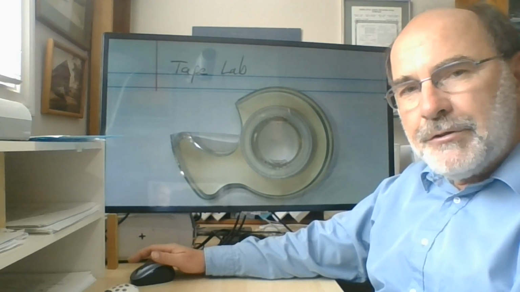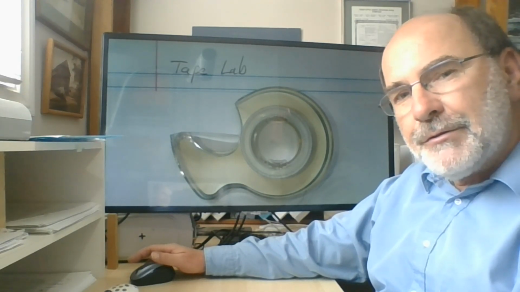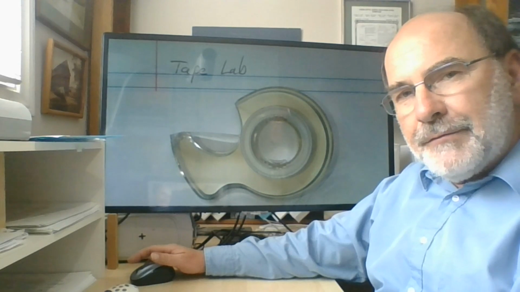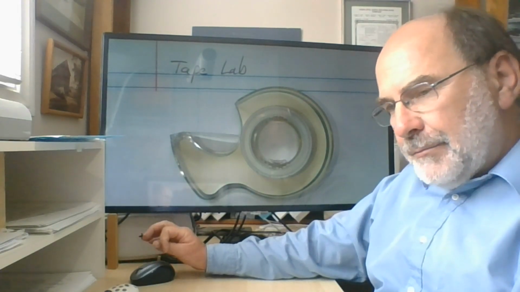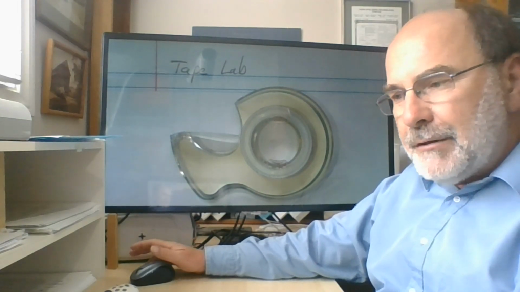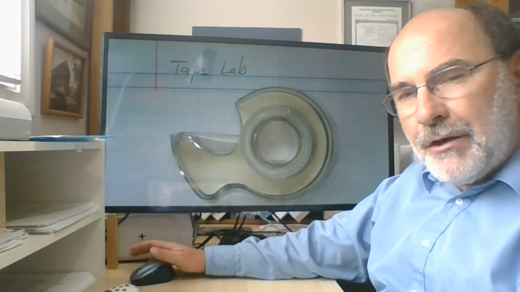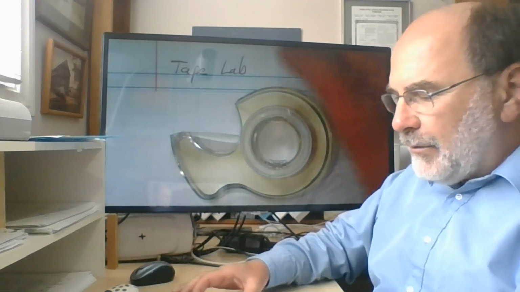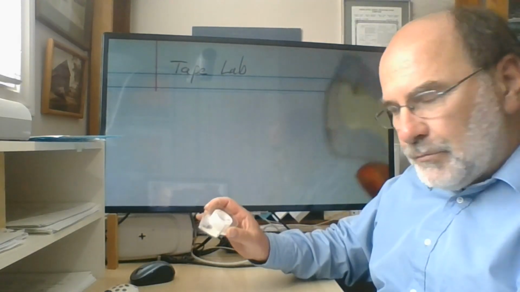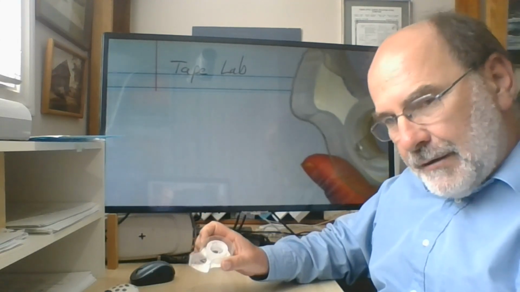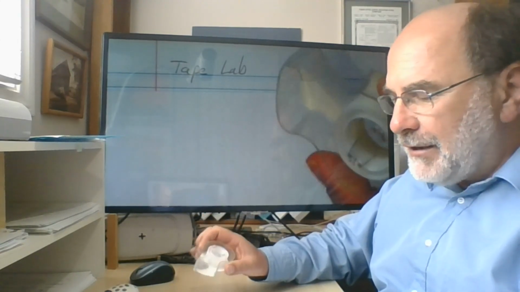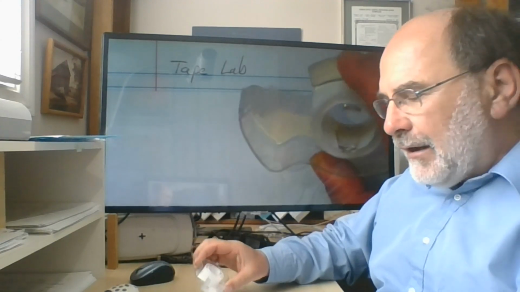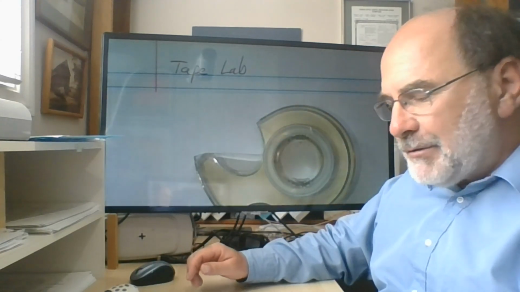This is for physics students. In our study of static electricity, an activity that we would be doing here at the beginning of this unit is called the tape lab, where you would take a roll of magic tape or transparent tape or Scotch tape and carry out a series of experiments with it.